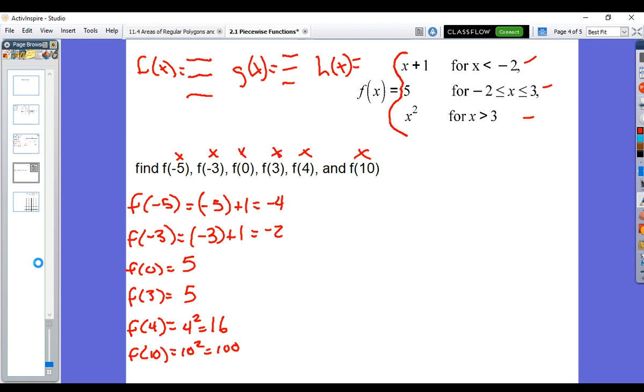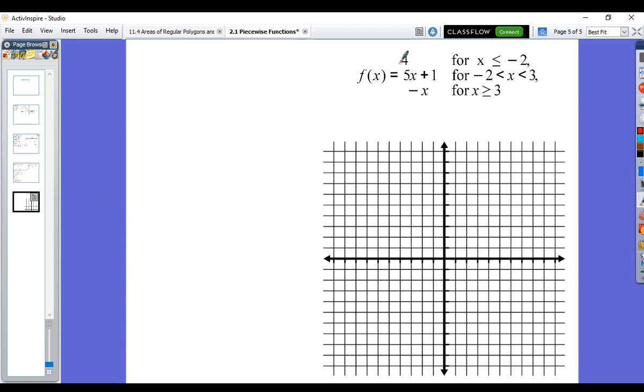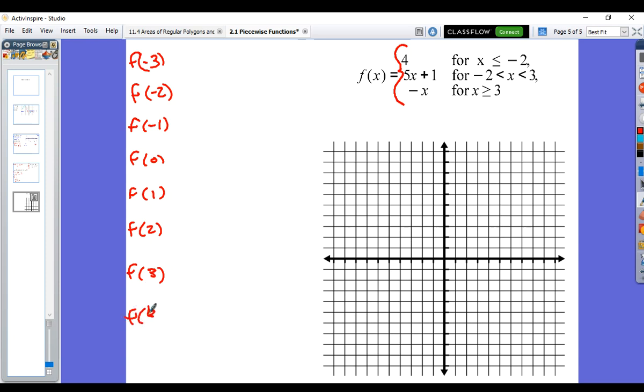The homework, you're going to be asked to graph some of these. So they give you just a piecewise. Either you might have 3 or might have 2. So here, our piecewise goes from negative 2 to 3. So we're going to start with negative 3. So f of negative 3, 1 below, 1 at that function, f of negative 2, f of negative 1, 0, 1, 2, 3, and we'll go 1 over, 4.